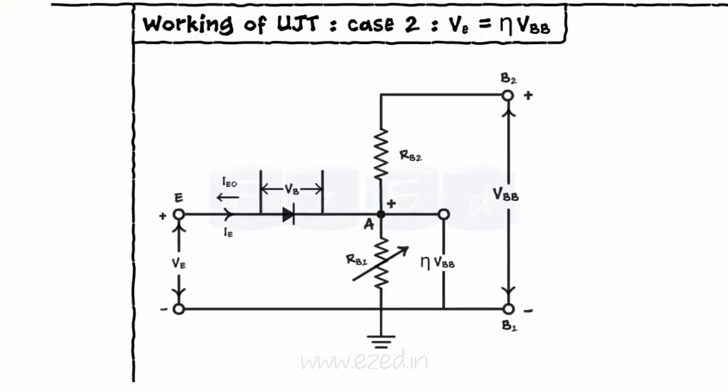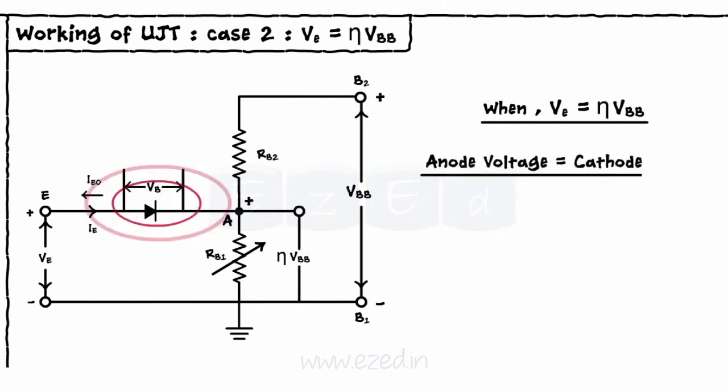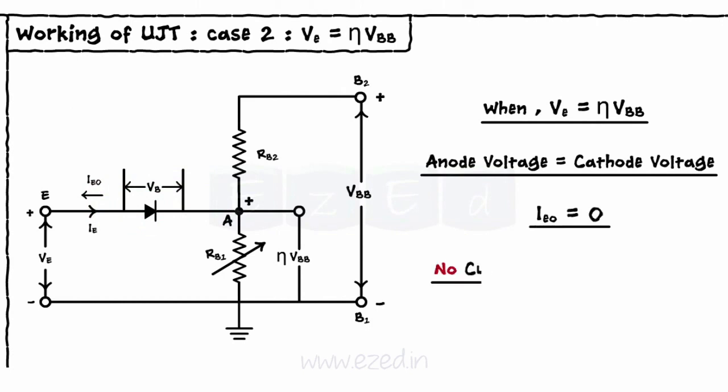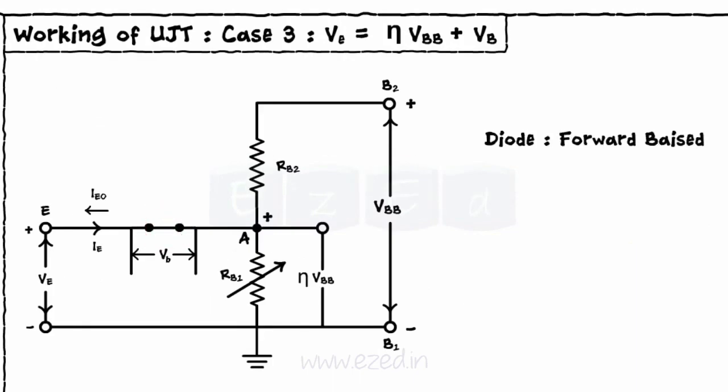As we increase the emitter voltage till η times VBB, the anode voltage becomes equal to the cathode voltage. Thus, the reverse leakage current reduces to 0 and neither the forward nor the reverse current flows through the diode. The diode becomes forward biased as soon as the emitter voltage exceeds the total reverse bias voltage. This value of emitter voltage is called the peak point voltage and is denoted by Vp. The flow of emitter current starts through the resistor RB1. This is the minimum current required to trigger the UJT and is called the peak point emitter current.